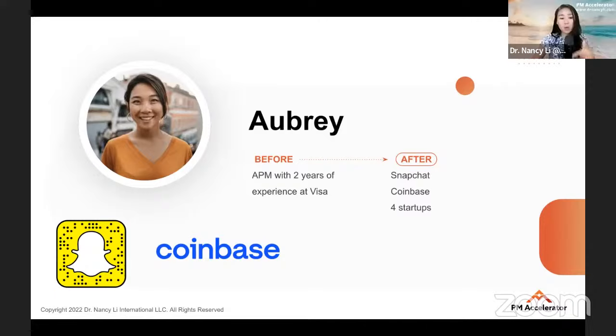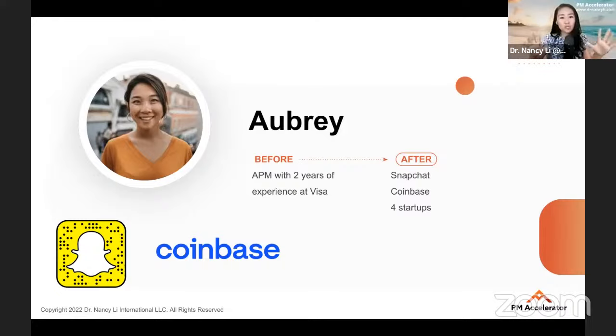And the same thing happened with Snapchat. As we all know, Coinbase was hit by the recent crypto crashes. So she decided to join Snapchat in the end. However, Snapchat was able to offer her the same type of salary as a FAANG company as well.